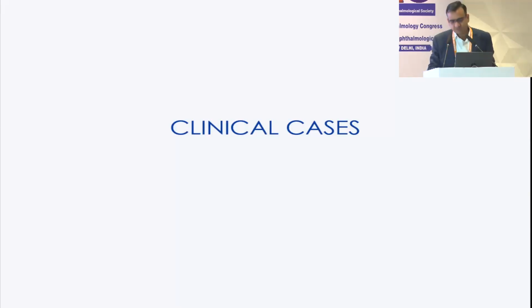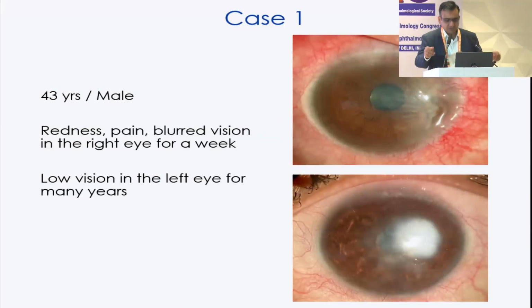Right, so let me just start with some cases. This is a 43-year-old man who has had symptoms for about a week in the right eye, and in the left eye he has had low vision for many years. We can see a peripheral ulceration in the right eye, in the nasal periphery of the cornea, and the other eye also seems to have had some sort of perforation which has healed, and now the patient has an adherent glaucoma. So this is case 1.